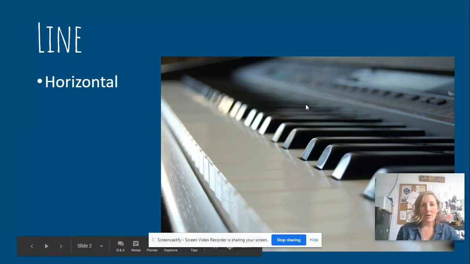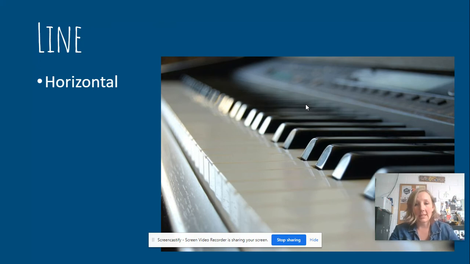So the first lines we have are horizontal lines, lines that go across the landscape of your picture. You can see in this picture here of piano keys how the horizontal lines are present. I want you to also notice the depth of field. Remember, the depth of field is how much of our picture is in focus, going back into the picture plane.